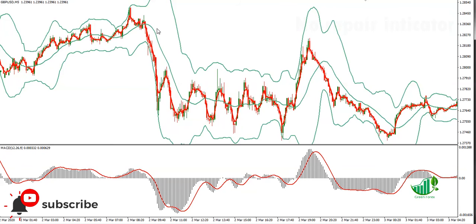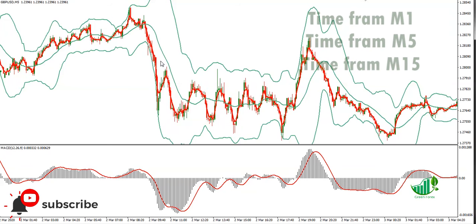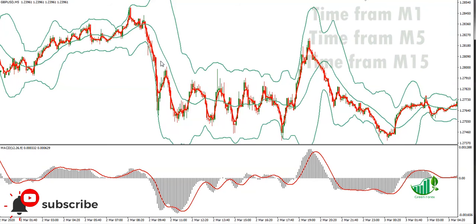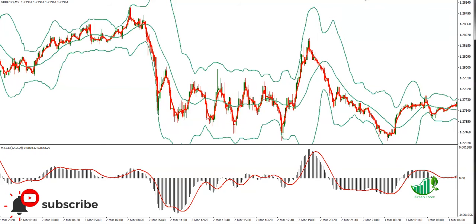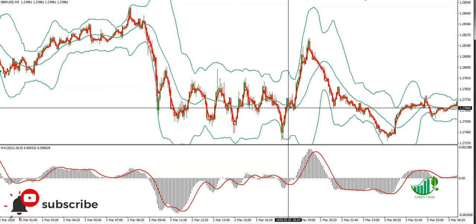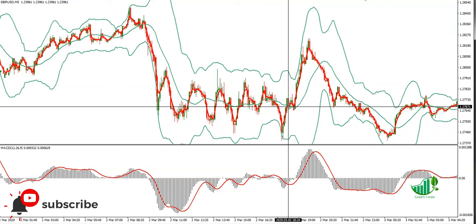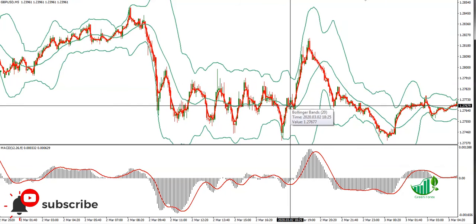Moving ahead, this indicator will be used on three time frames. As you know, all my indicators are for small time frames, and this can be used on M1, M5 and M15. How can we use that? Whenever the moving average crosses the middle line of the Bollinger Band, I'm talking about this, you take entry.